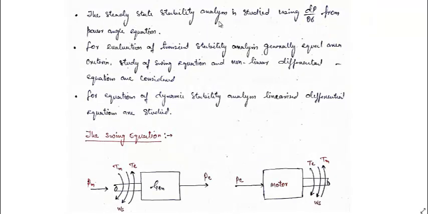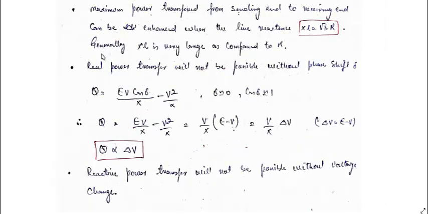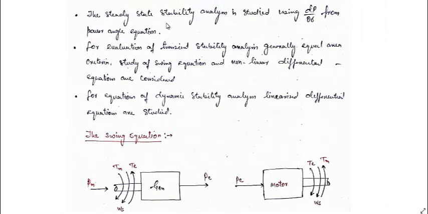The steady state stability analysis is studied using dP/dδ from the power angle equation. We'll see it, but in general, this dP/dδ, that is the slope of this curve, is usually used to study the steady state stability analysis.